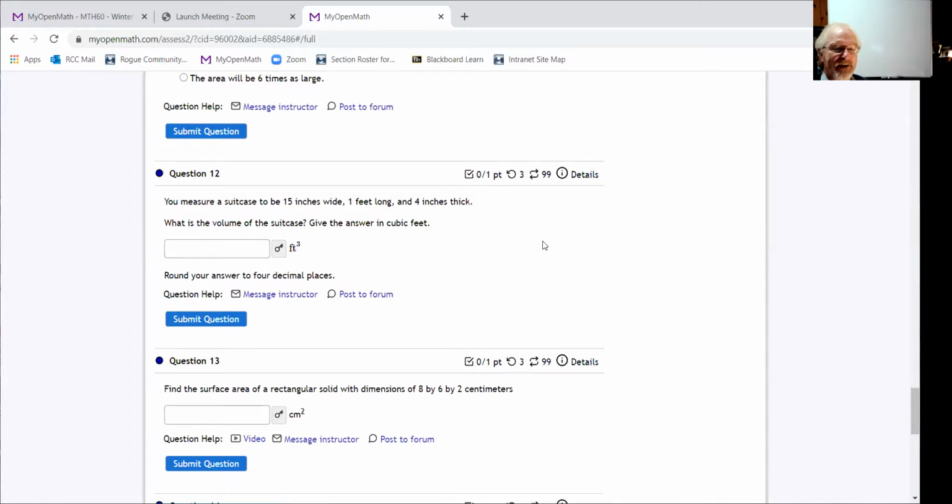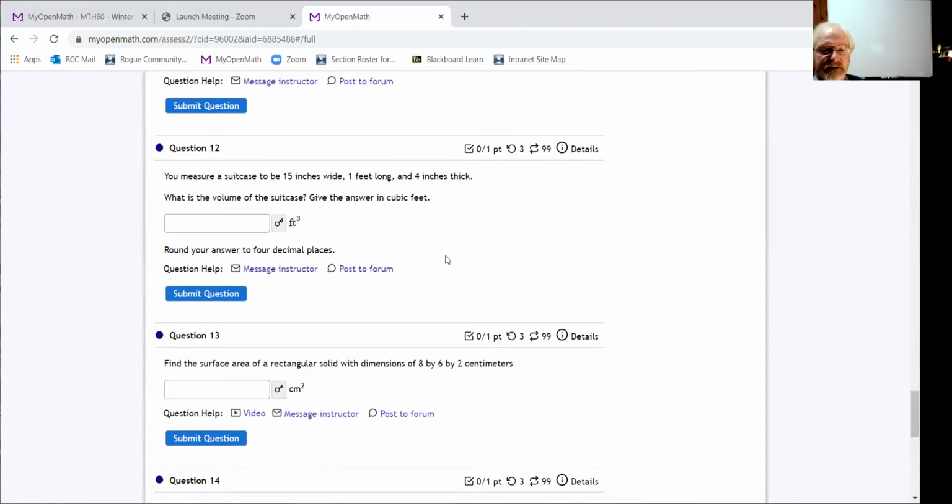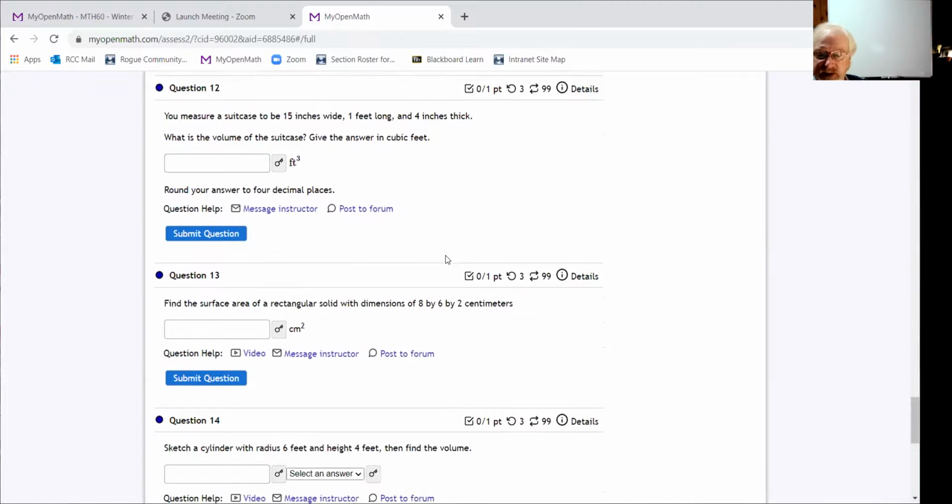So you'd have to convert how many feet is 15 inches, or how many feet is 4 inches. Then you can multiply them together to get your cubic feet. Round your answer to 4 decimal places. That's kind of odd, longer than usual. Just be real careful to go out all 4 places, otherwise it'll mark it wrong for you. I might give you partial credit on a test problem, but see if you can calculate out the 4 places.